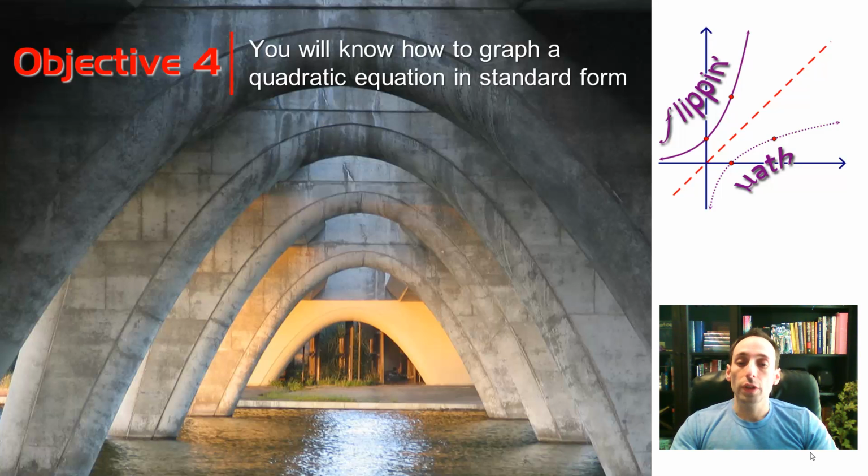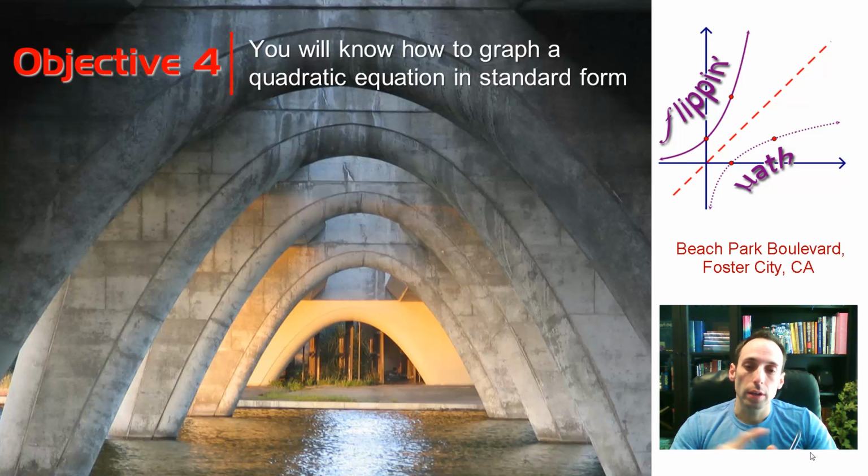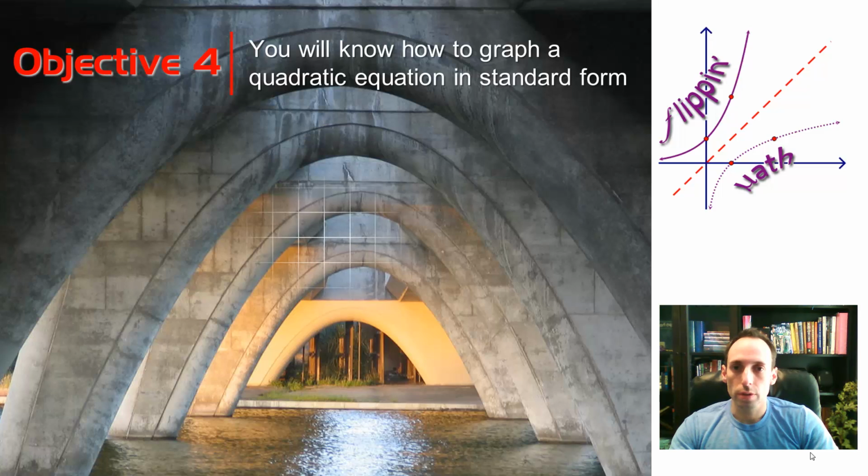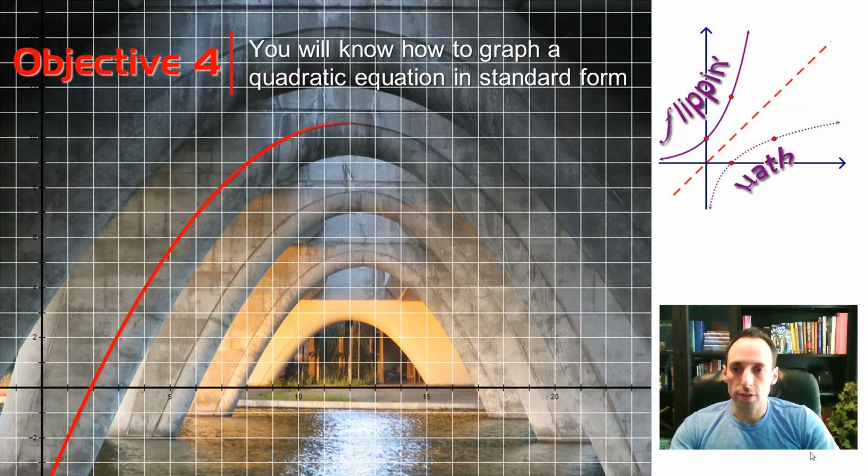So if you look at the picture there, the picture is under a bridge someplace. I think it was some beach. Anyway, it's made from parabolas. And what you're going to have to do is, of course, graph some of these parabolas by hand. Not just with a calculator, but by hand.